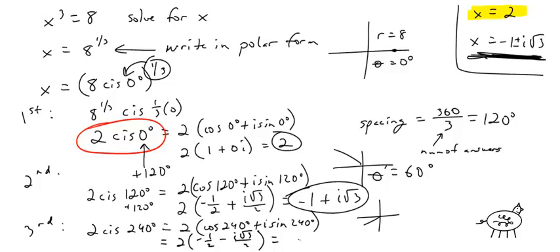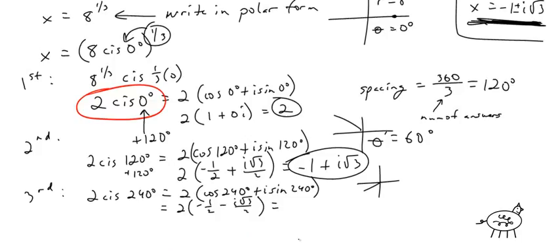And hopefully you guys can see it. I'm going to move this down a little bit. You get negative 1 minus i root 3, which again, there's the other part right there. Okay, so those are your three answers: 2, negative 1 plus i root 3, and negative 1 minus i root 3. And that's how you use de Moivre's theorem to find those three different answers.